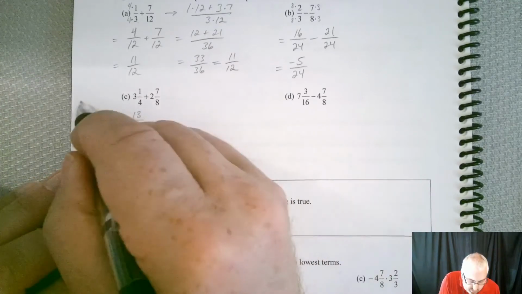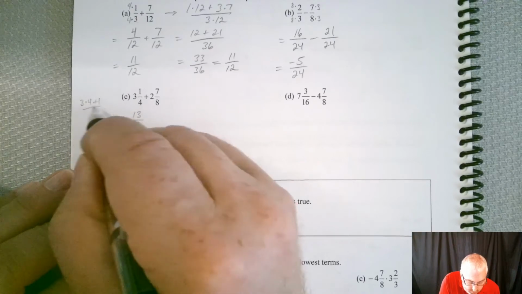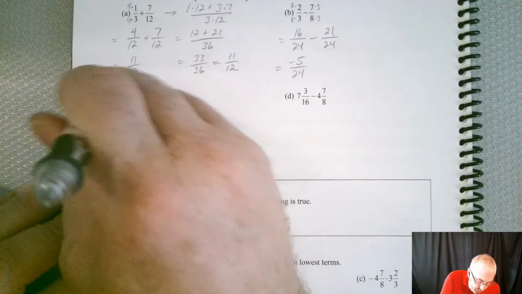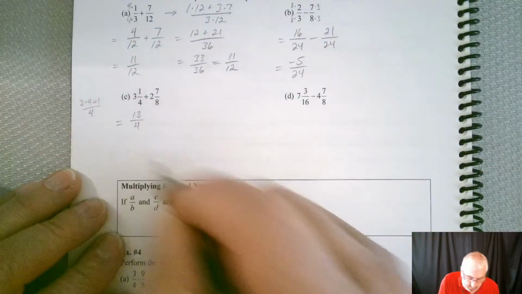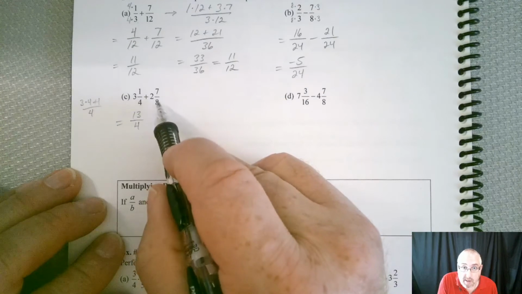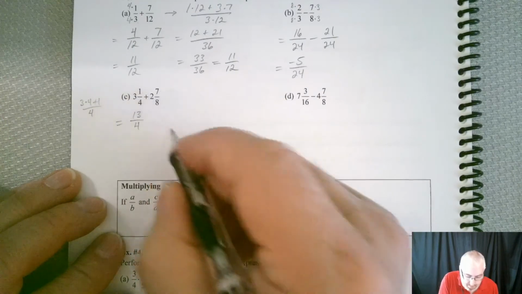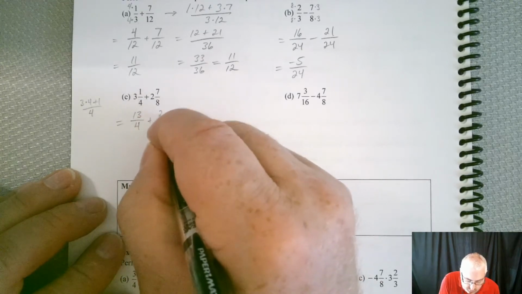So I'll just kind of write off to the side here. Oops. 3 times 4 plus 1 all over 4. This one, same idea. Whole number times the bottom plus the top. So 16 plus 7 is 23.